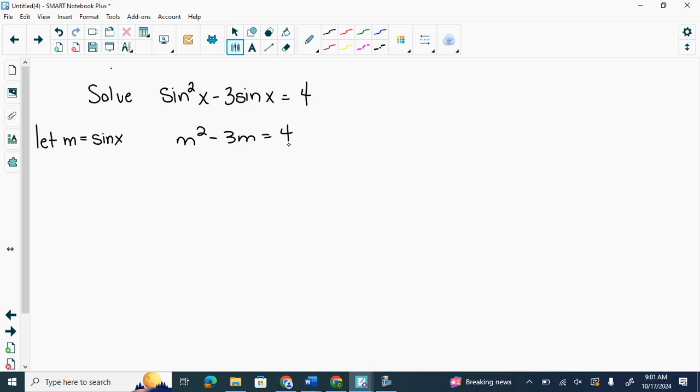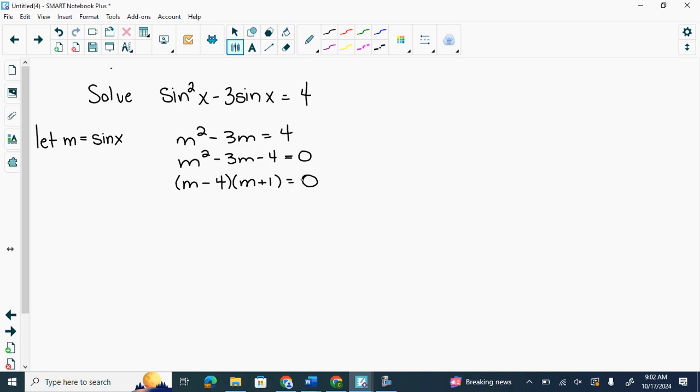What do we have to do when we have a quadratic? What's our first step always? Set equal to 0. So we're going to get m squared minus 3m minus 4 equals 0. And then this factors to m what? m minus 4 and m plus 1.